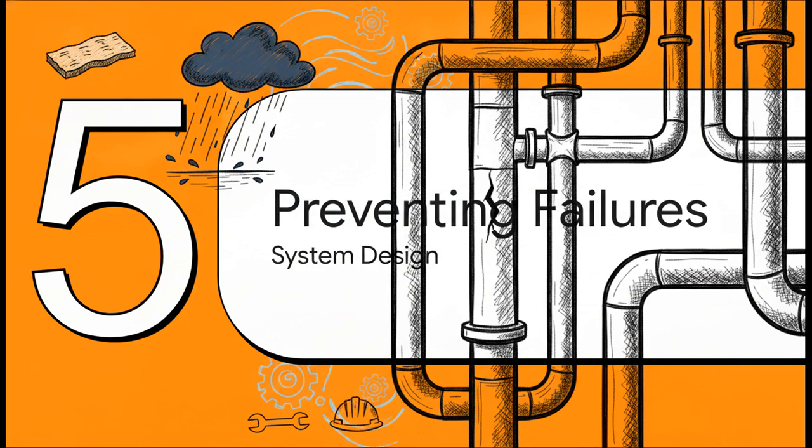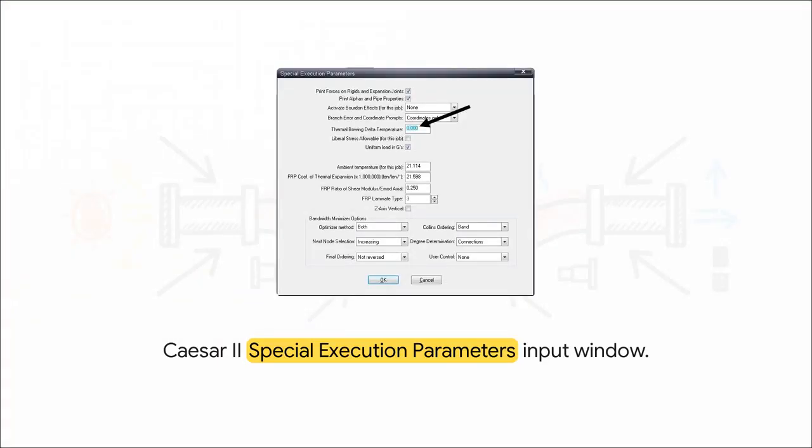So how do we stop this from happening? Let's look at Section 5, Preventing Pipe System Failures. While the math we looked at earlier is undoubtedly complex, modern engineering tools make predicting this surprisingly simple. In standard stress analysis software like Caesar-I, there is literally a single field in the special execution parameters called thermal bowing delta temperature. Engineers can simply plug in the estimated temperature difference between the top and bottom of the horizontal pipe, and the software automatically calculates those massive tensile forces we've been discussing.